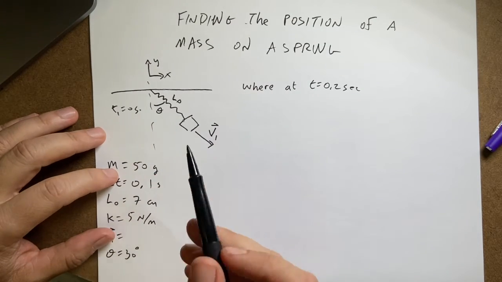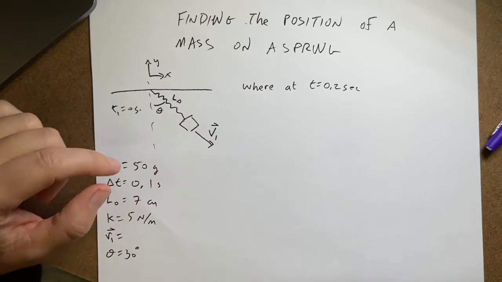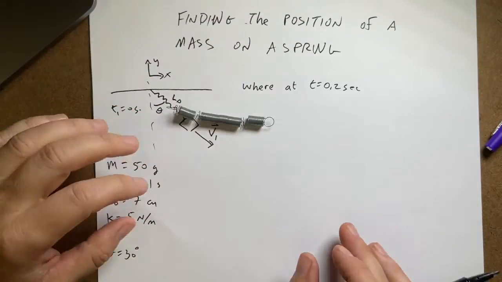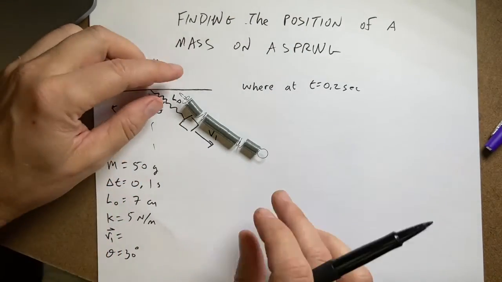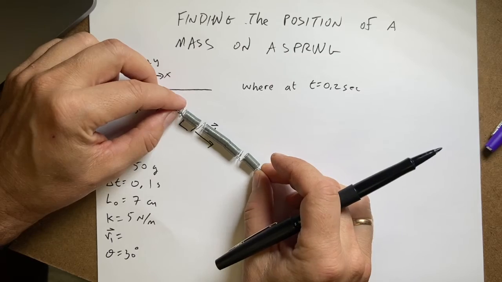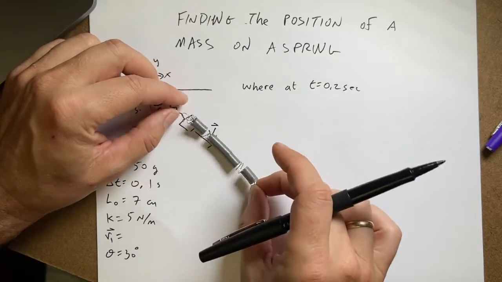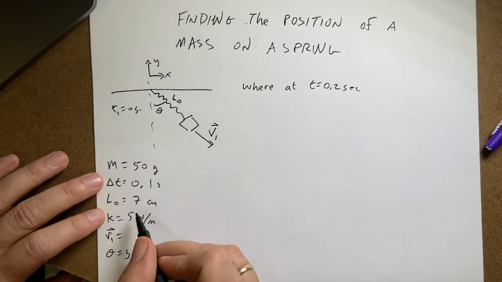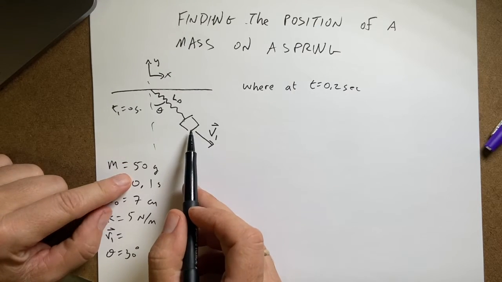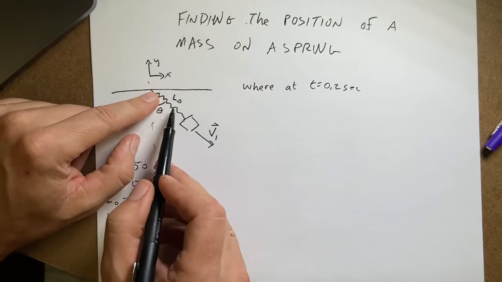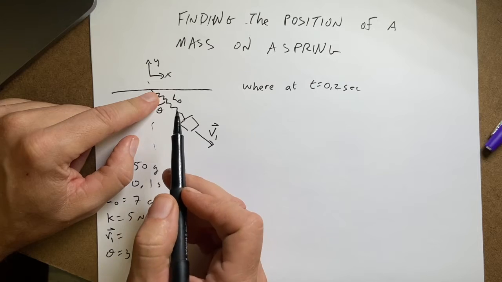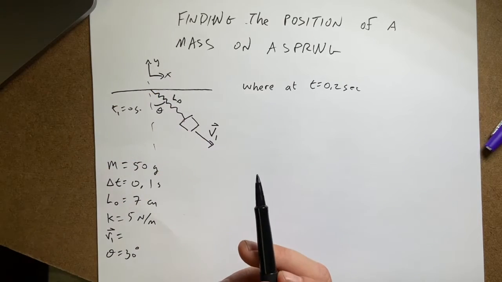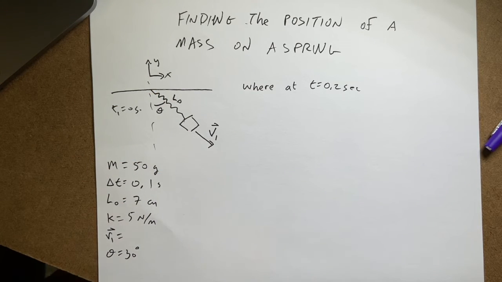So in this problem, I have a mass on a spring, and in fact, I'm actually using this actual spring, which I did measure the spring constant for. So this has an unstretched length of 7 centimeters and a spring stiffness of about 5. So I put those down here. Then I have a mass of 50 grams with some initial velocity, and it starts off such that the spring is unstretched, and the mass is given an initial velocity this way, and I want to find where the mass will be at 0.2 seconds.